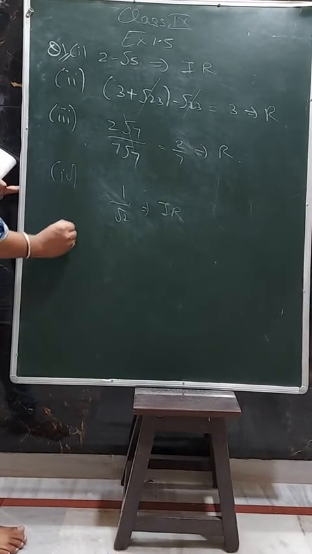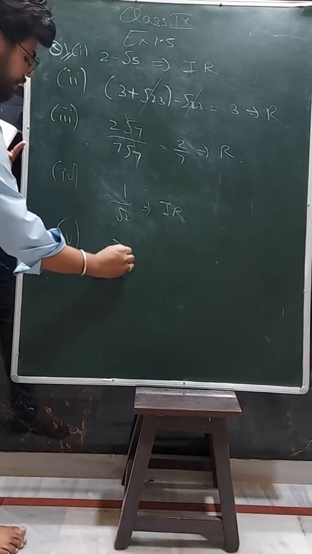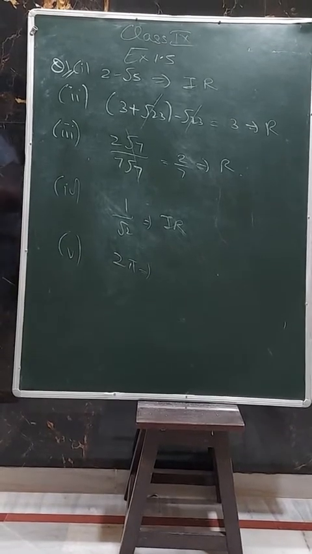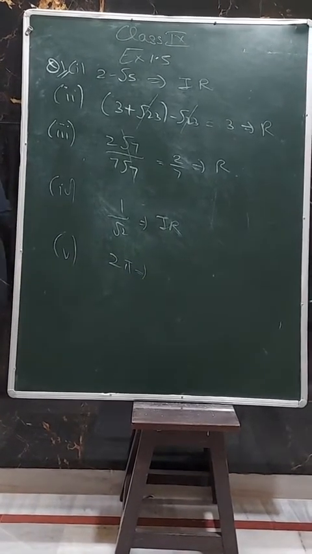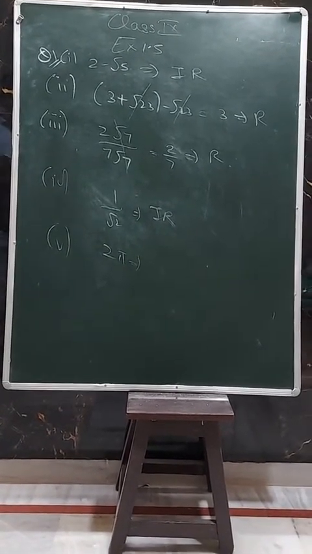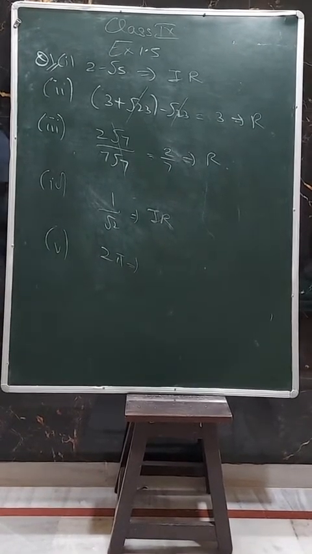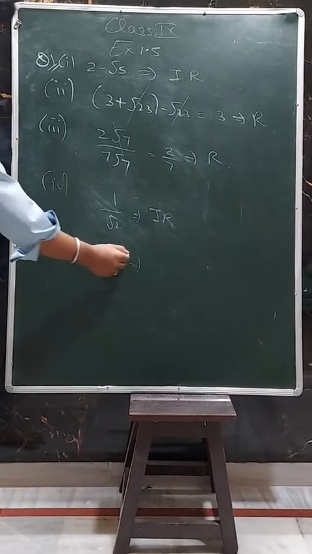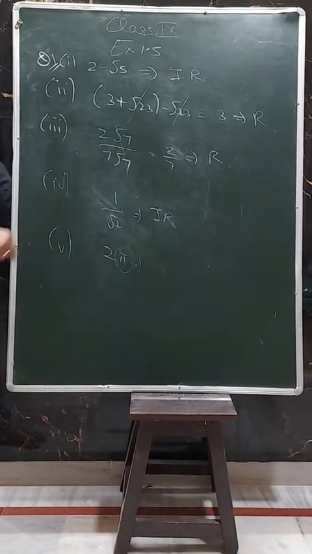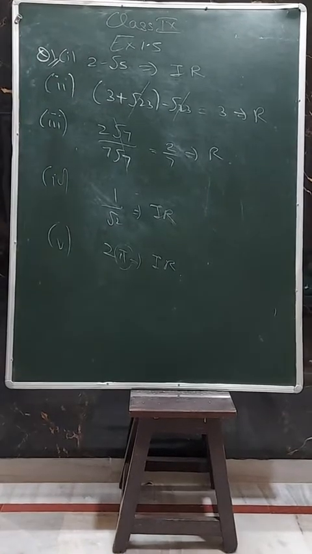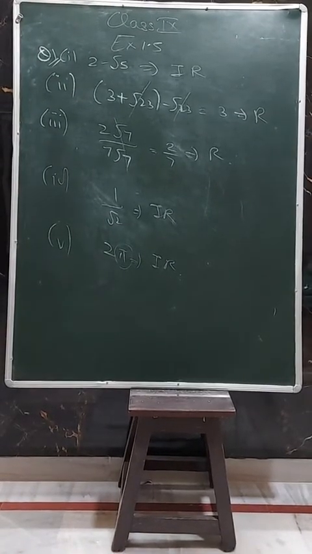And the last part, fifth one, 2 pi. Now learn this thing, pi is an irrational number. We know that the pi value is 22 upon 7. But when we divide 22 upon 7, this becomes irrational because it will never stop. So finally the pi is what? Irrational. So the complete number is an irrational number. Is it clear to all? So this number is also an irrational number.